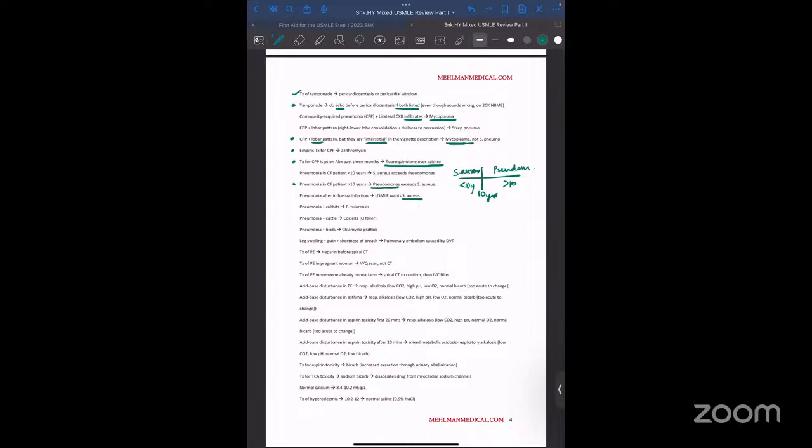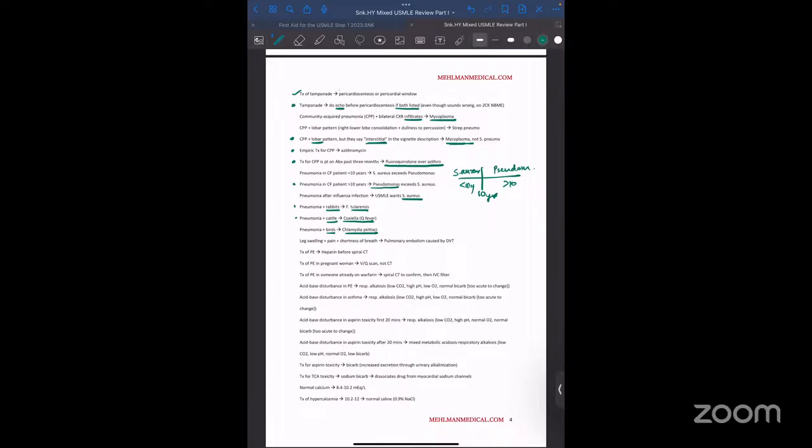Pneumonia plus rabbits: Francisella tularensis, tularemia. Yes, rabbits is tularemia. Pneumonia plus cattle: Coxiella, Q fever. These are important. Pneumonia plus birds or parrots is Chlamydia psittaci, okay.